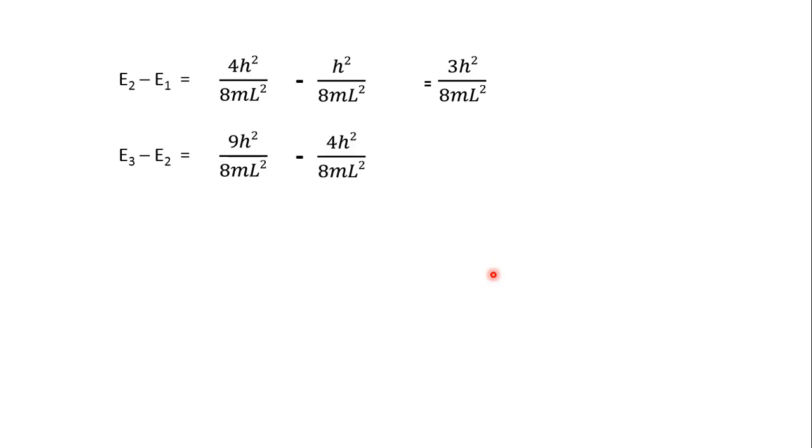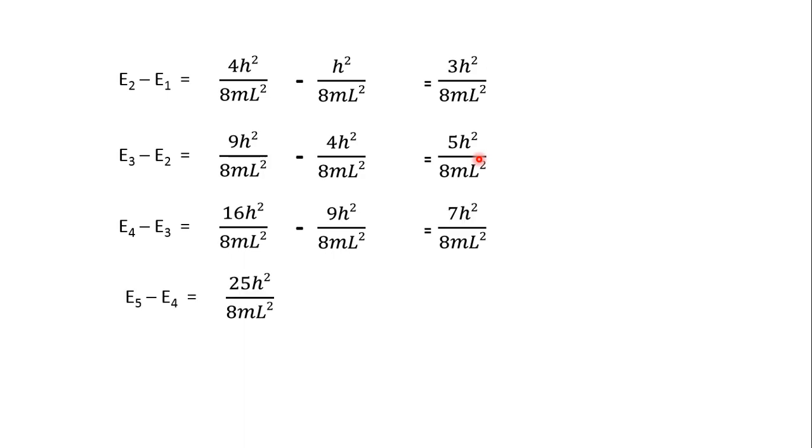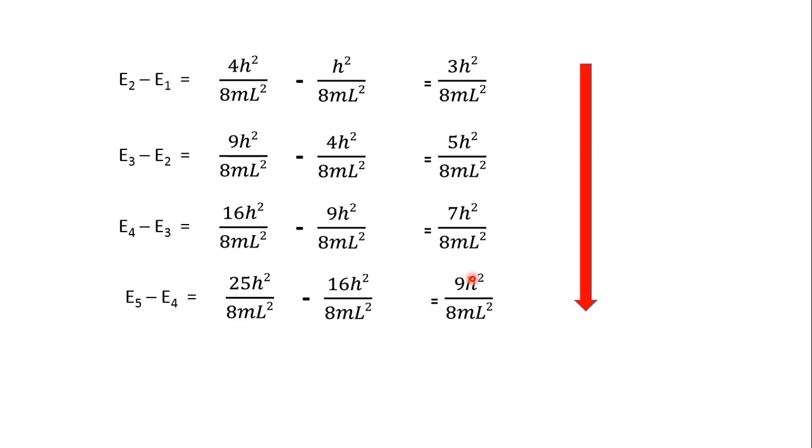Now, we will consider the difference between two successive levels, E2 and E1. E2 is 4 h square by 8 m L square, E1 is h square by 8 m L square. The difference is 3 h square by 8 m L square. The difference between the next two levels will be 9 h square by 8 m L square minus 4 h square by 8 m L square, which is equal to 5 h square by 8 m L square. The difference between the fourth and third level is 16 minus 9, which is 7 h square by 8 m L square. And the difference between the fifth and fourth level is 9 h square by 8 m L square. What we see is that when n increases, the spacing also increases. This is 3, this is 5, this is 7, this is 9, times h square by 8 m L square. And so we find that the energy levels are not equally spaced.